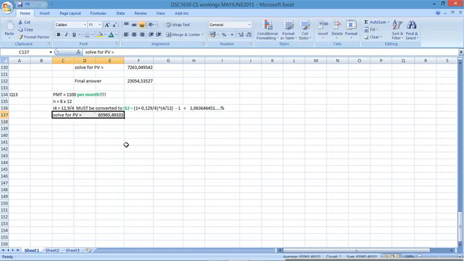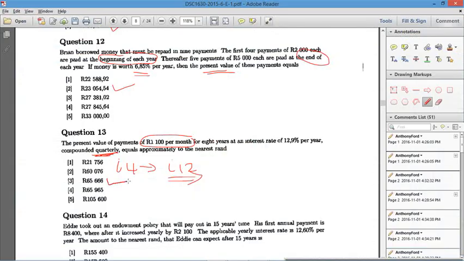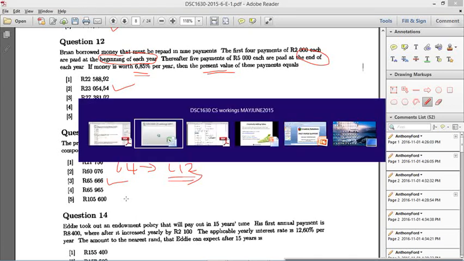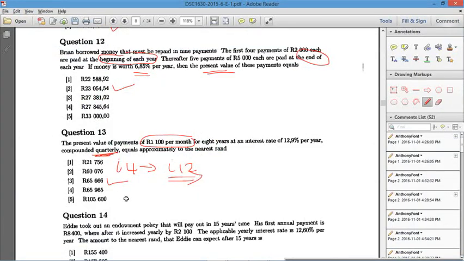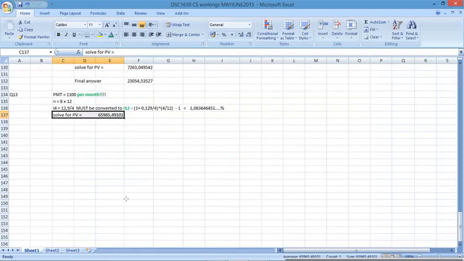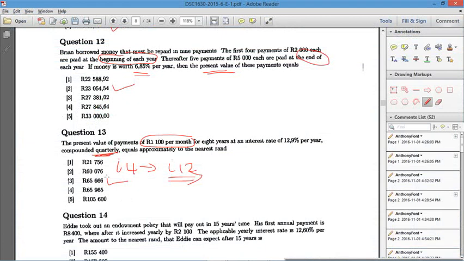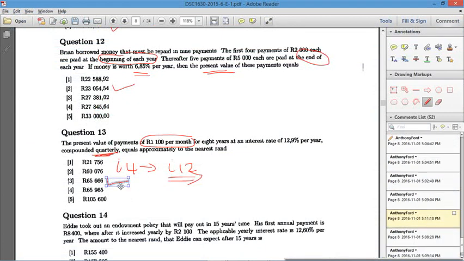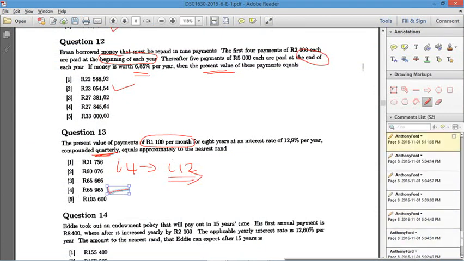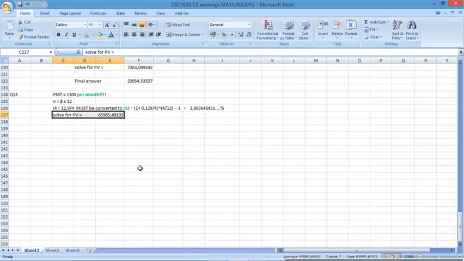Okay, and that's the present value that I'm going to be getting. 65,965, which if you round off to the nearest rand, would be that answer over there. Okay, now option number 3. Sorry, I'm reading the options incorrectly. It should be option 4. Okay, 65965, yeah, that's the right one.